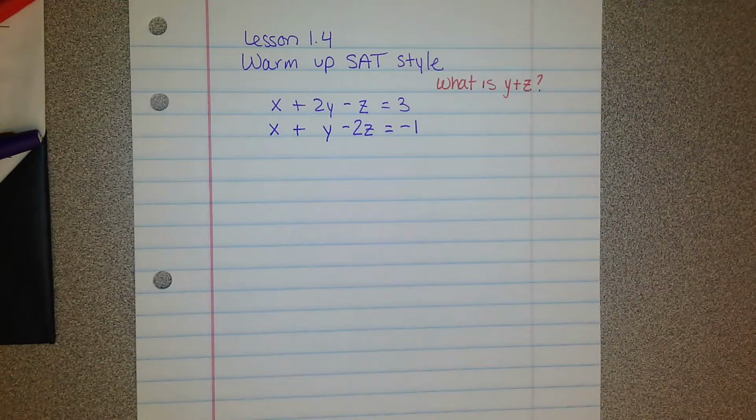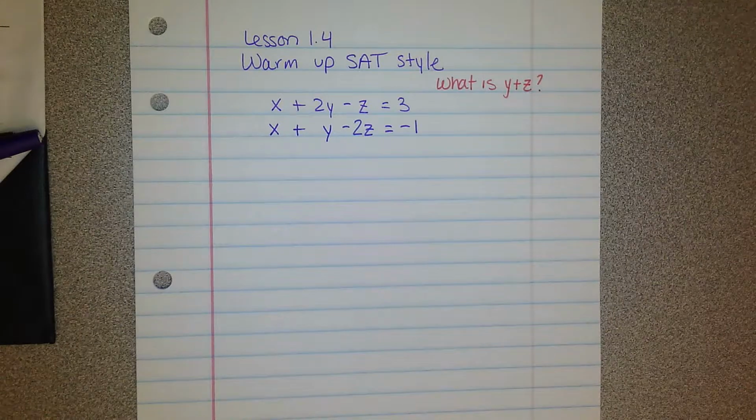Okay, so we're on the warm-up SAT style. This is a systems type question, but what makes kids super uncomfortable is the fact that they have an X, a Y, and a Z in it. They just want to know what is Y plus Z. And once you see how to do this, this is actually quite easy.